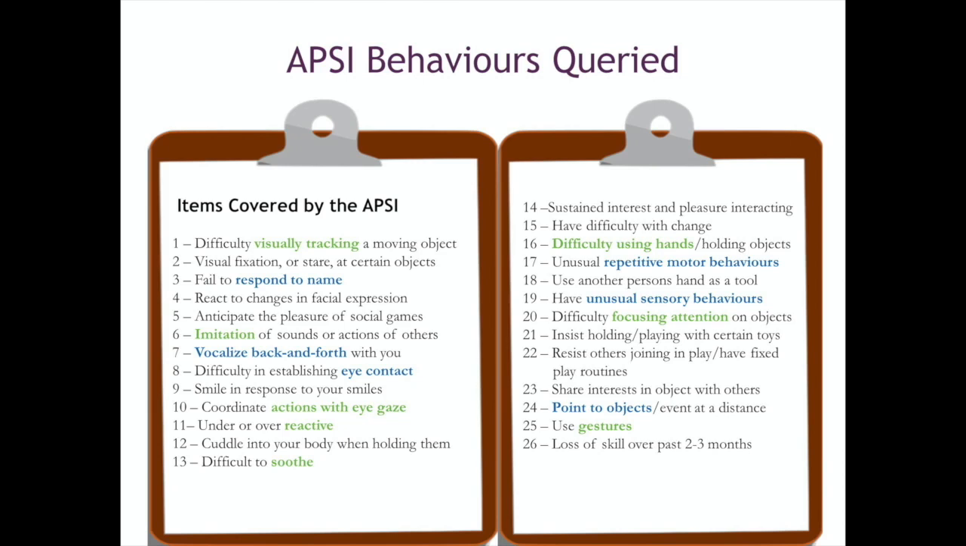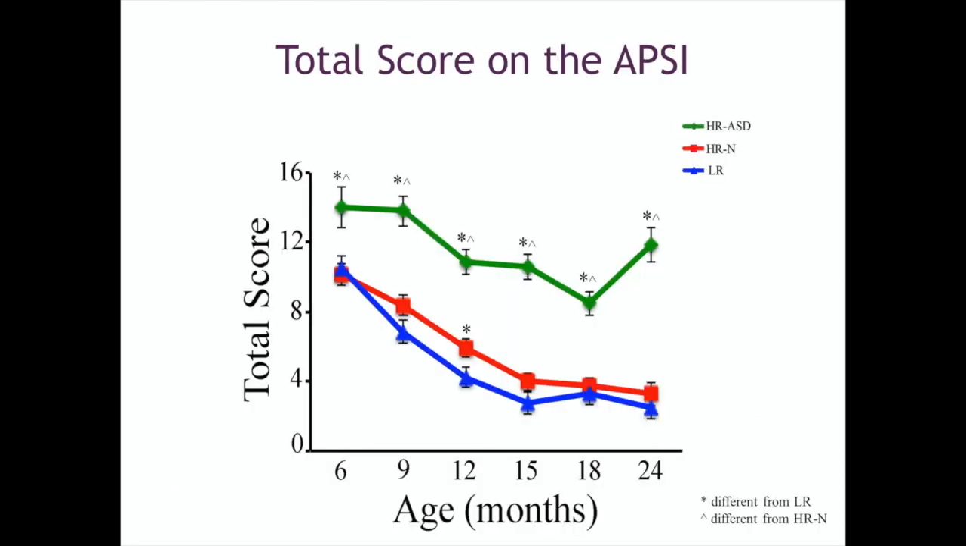So what happened? So we, again, got the parents to complete this questionnaire at the different ages from 6 to 24 months of age. And then we compared the scores on them by the 3 groups at outcomes. So we have the low-risk group in blue, the high-risk group that were not diagnosed with autism in red, and the high-risk group that were diagnosed with autism in green. And the higher the score on the y-axis, the more poor the performance, I guess you could say. So the lower the score would mean the presence of no symptoms, the higher the score would mean the presence of more symptoms. And we have the age across the x-axis on the bottom.